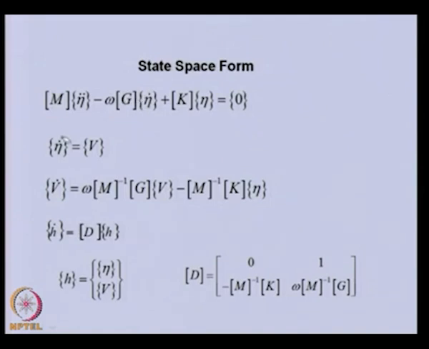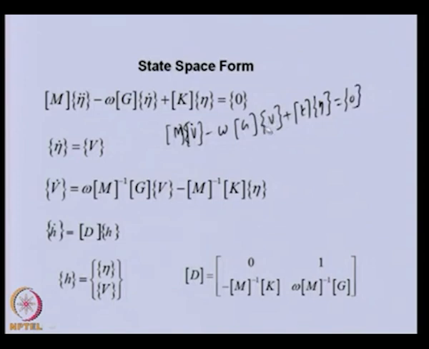So let us define eta dot as the v vector, and if we substitute this in the equation of motion, you can see this will be M v dot. So we will be having M times v dot, because acceleration can be written as v dot, minus omega G, this can be written with v because this is a velocity, plus K eta is equal to 0.